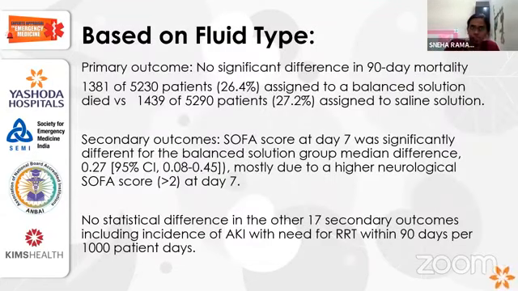This is just based on the fluid type, the primary outcome, no significant difference in 90-day mortality. And regarding the secondary outcome, SOFA score at day 7 was significantly different for the balanced solution group. The SOFA score for the balanced solution group at day 7 was more when compared to the normal saline. And that may be because it has a higher neurological SOFA score of greater than 7 at day 7. And there is no statistical difference in the other 17 secondary outcomes, including the incidence of AKI with need of RRT within 90 days per 1,000 patient days.